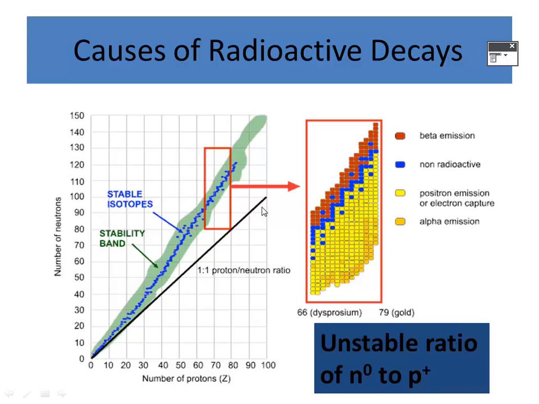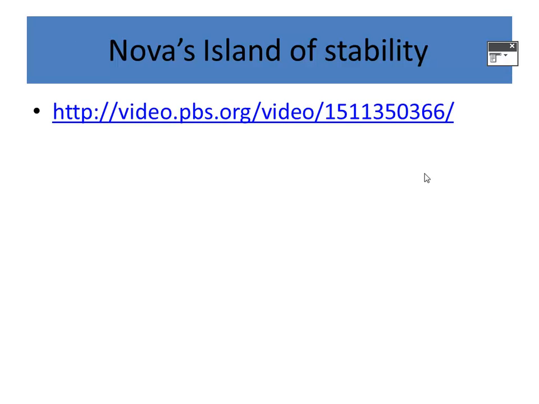So as you can see, there's lots of different types, and they're all based on that ratio. If you're too big, you're going to go through beta emission, if you have too many neutrons. If you're too small, you're probably going to go through alpha emission. And there's actually a couple different other kinds too, but we're not really going to get into that today. There's the video that we just watched.